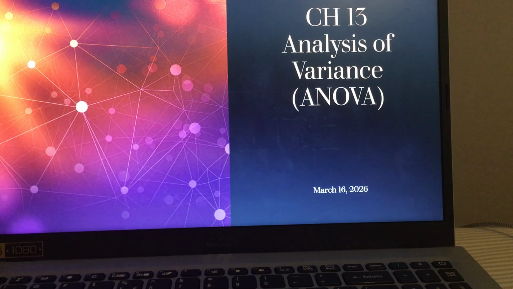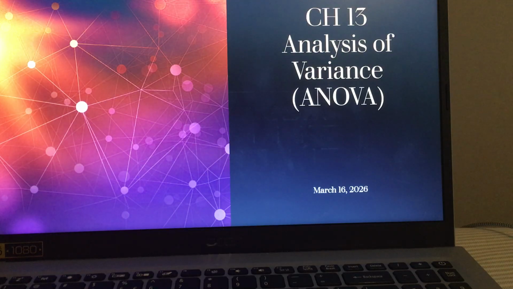All right, so we're in chapter 13. We're going to be learning about ANOVA, which is the analysis of variance. So we're on page 1.